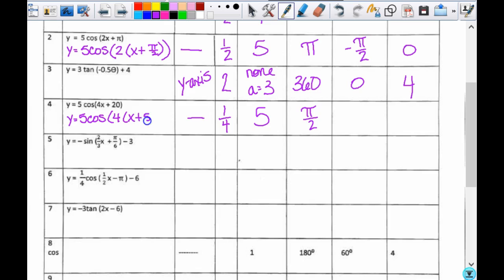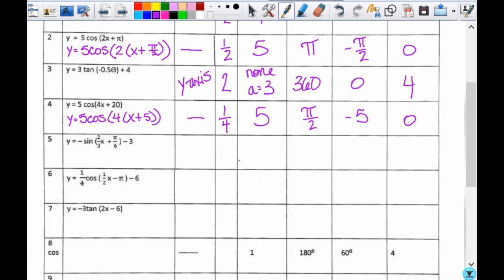Okay. And then I have to factor out, so y equals 5 times the cosine of 4 times x plus 5. So it's okay that there's not like a pi in there. That's fine. It does not always work out that way. So my phase shift is negative 5. And do I have a vertical shift? Yes or no? No, so it's just 0.